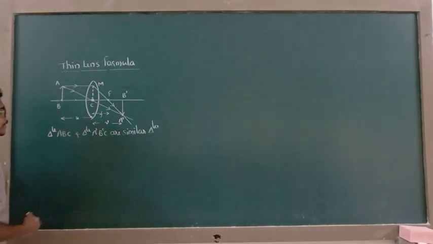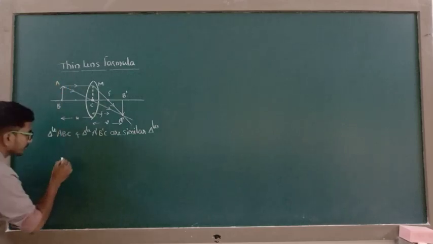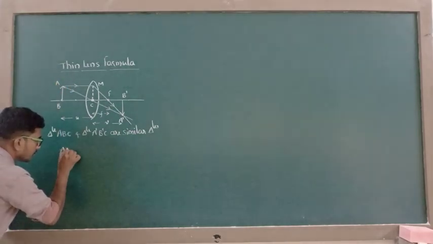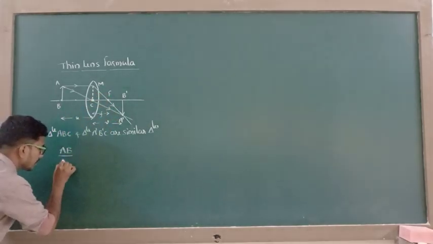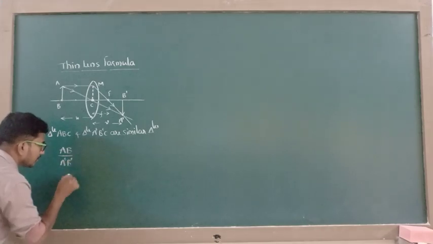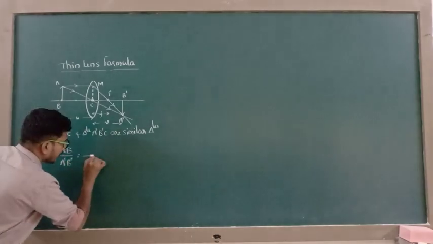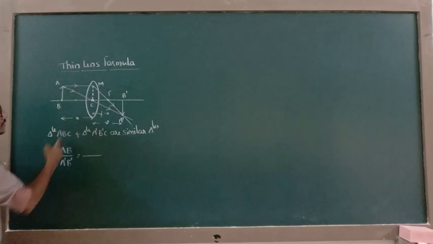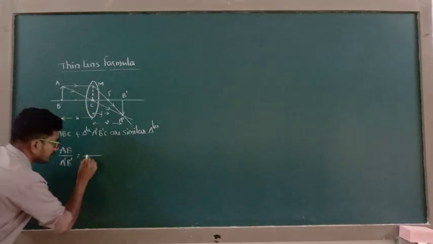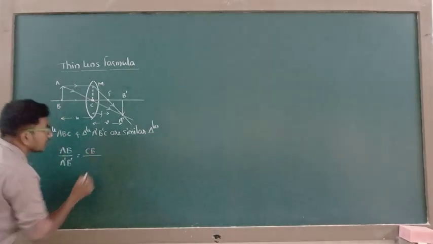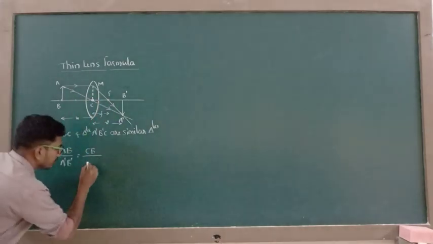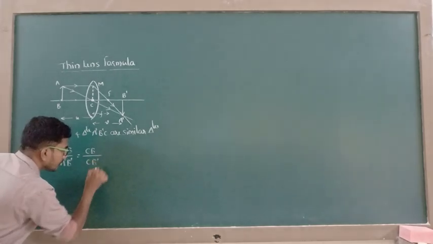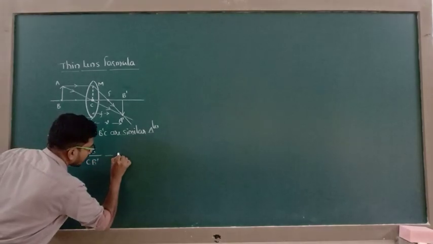Now in case of similar triangles, we can write the ratio of heights is equal to the ratio of the bases. Height of this triangle is AB. Height of this triangle is A dash B dash. This is equal to the ratio of the bases. Base of this triangle is CB or BC. Base of this triangle is B dash C or CB dash. Equation number 1.